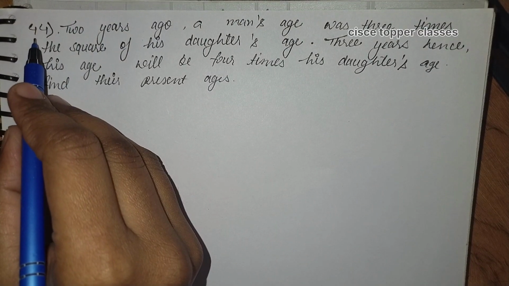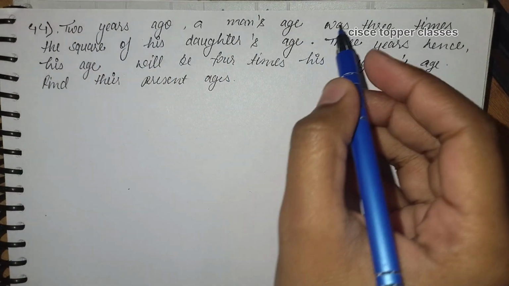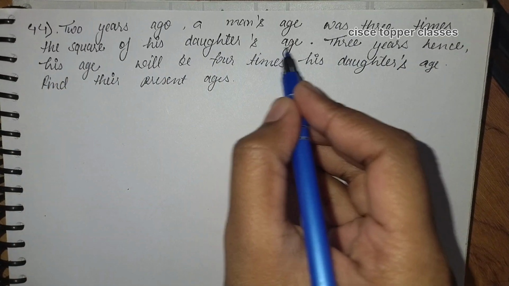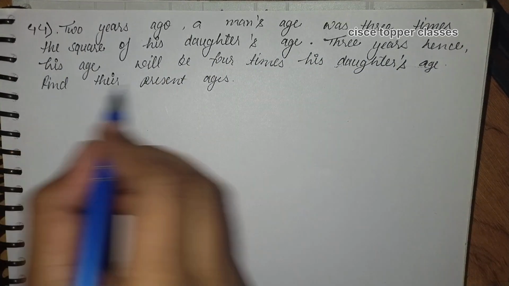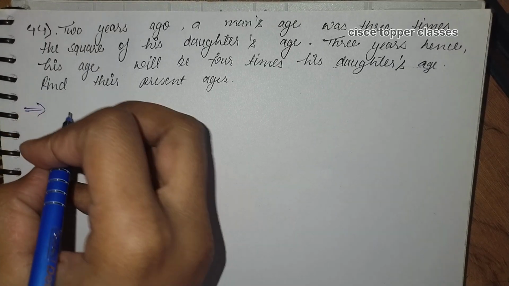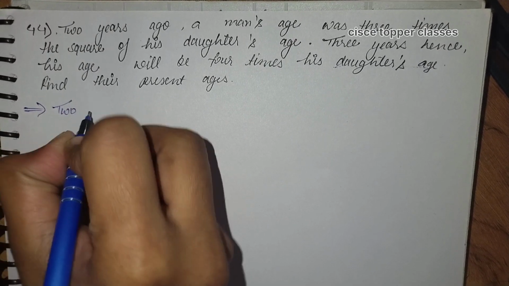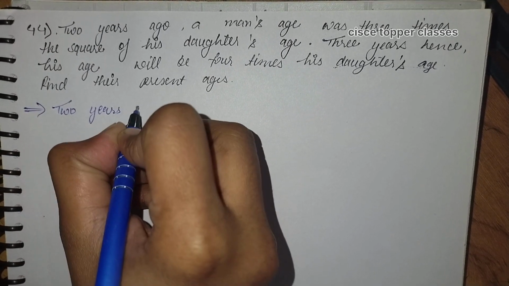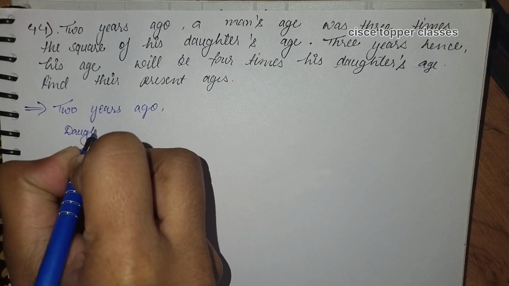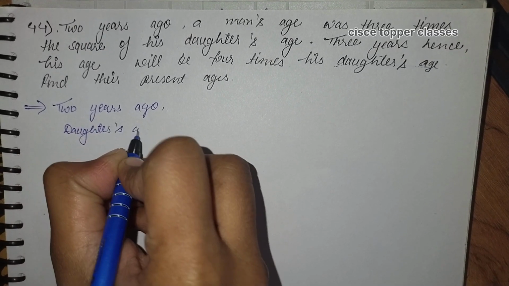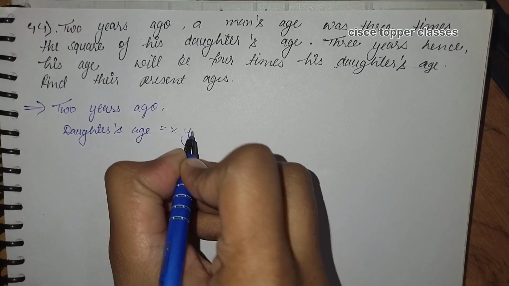Now let us solve this question. Question number 44. 2 years ago, a man's age was 3 times the square of his daughter's age. 3 years hence, his age will be 4 times his daughter's age, and find their present ages. So if we write 2 years ago, daughter's age, we will let it as x. So that will become as x years.